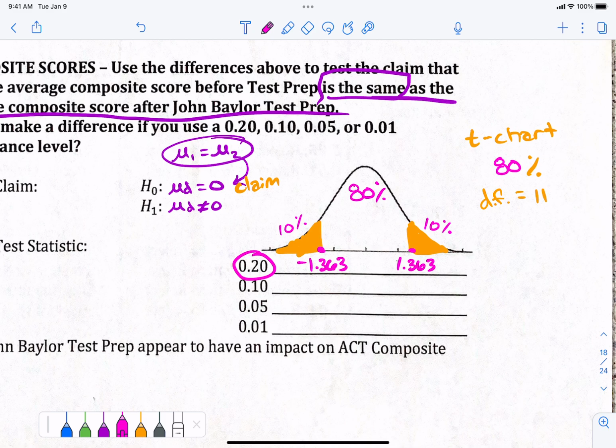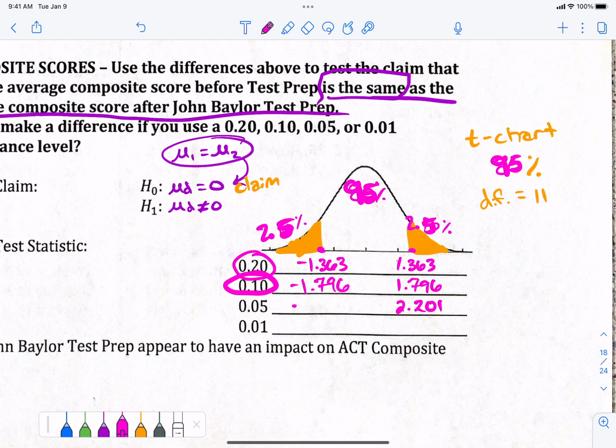So 1.363, negative 1.363. If we switch that to 10%, that means 5% goes in each tail, or 90% in the middle. What's 90% at 11 degrees of freedom? 1.796 and negative 1.796. 5% means 2.5% goes in each tail, which means 95% at 11 degrees of freedom.